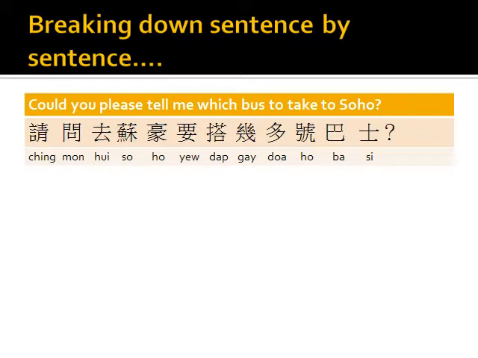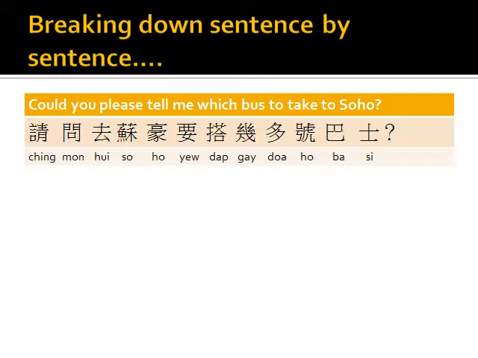Now 請, the kanji, means please, and 問 is question. So in this case, it means please question, but in English it's the same as could you please tell me. Now 去, the next kanji, is to go, and it is a really common verb, and you should probably know this by now.